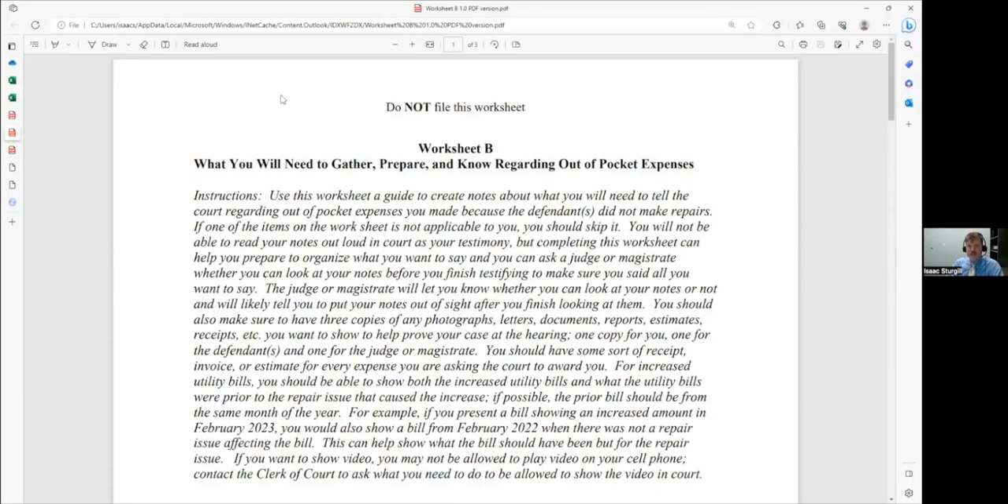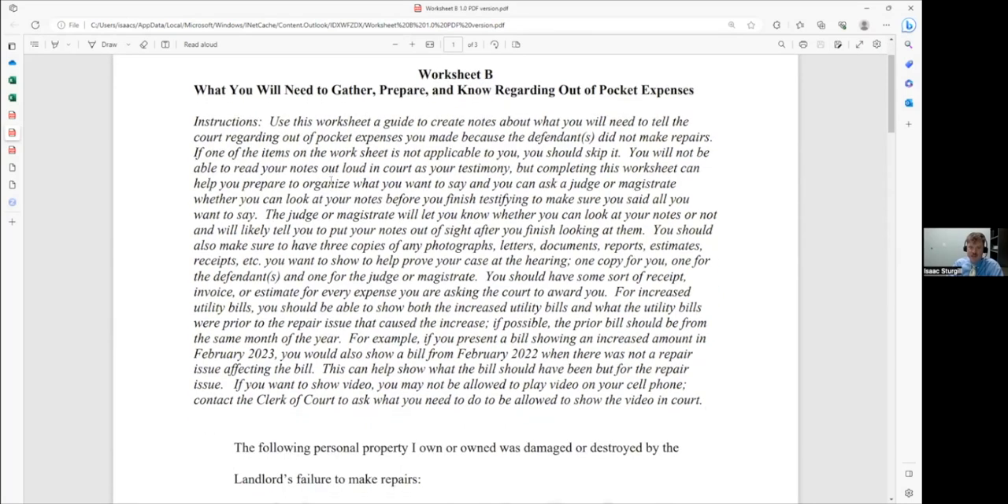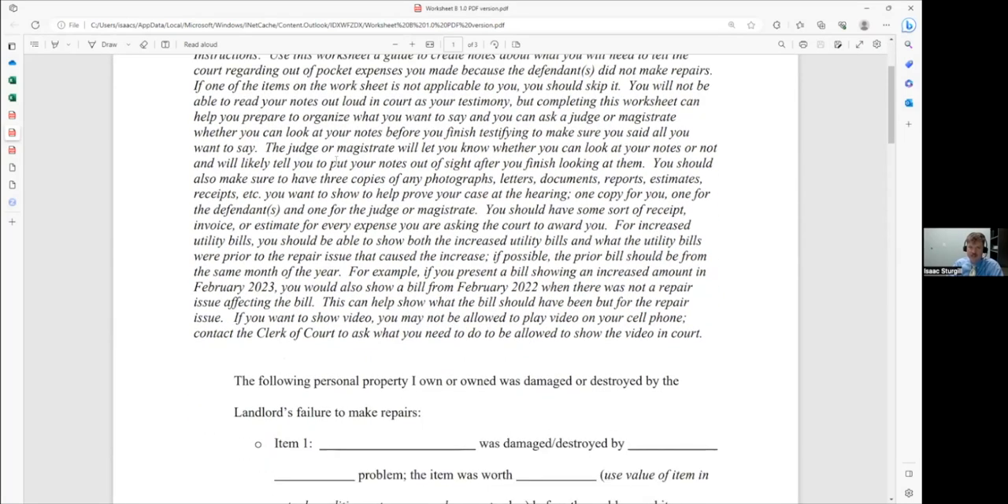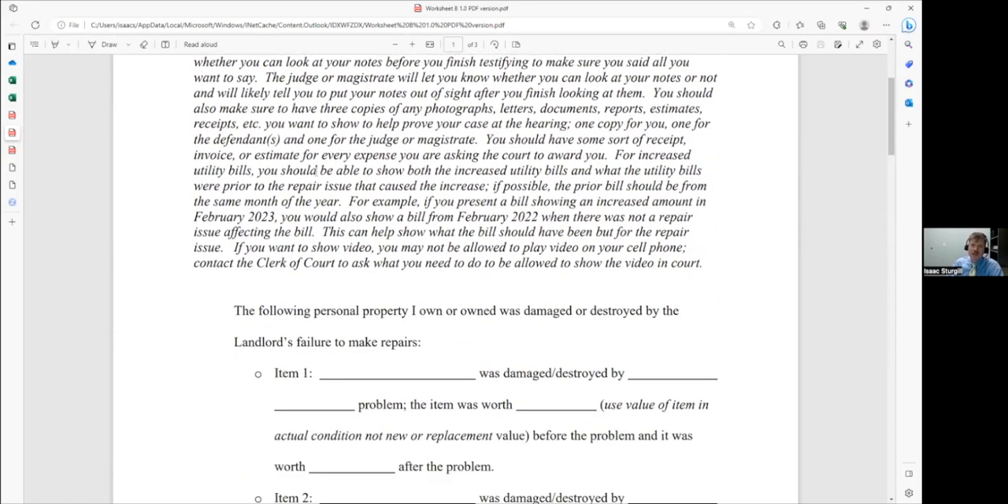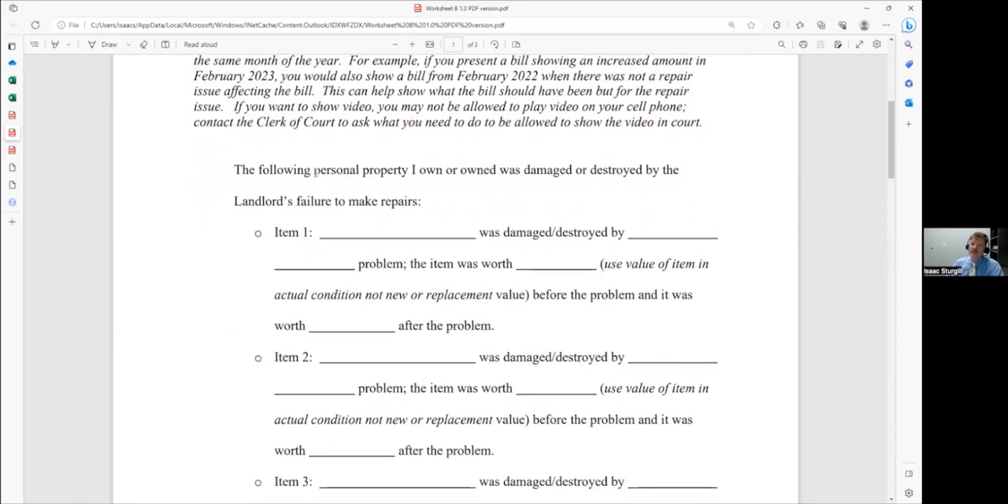And then worksheet B, and again, this is not a worksheet that would be filed either. This is just something to help the tenant stay organized. Again, there's the same sort of instructions up there, and it's got some examples in there that you can look at. So I would encourage you to read that. What this is getting towards is if you've had out-of-pocket expenses, and there's a few different types of those. We've talked about those a little bit in the first half of this video.